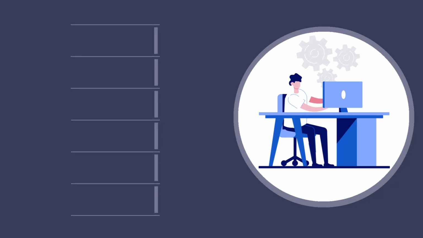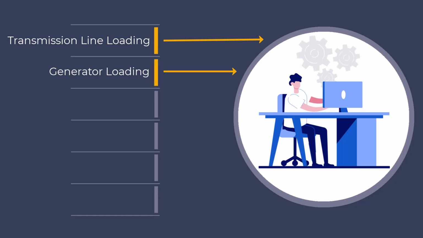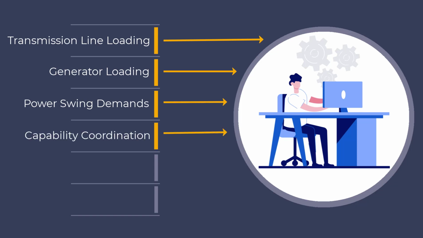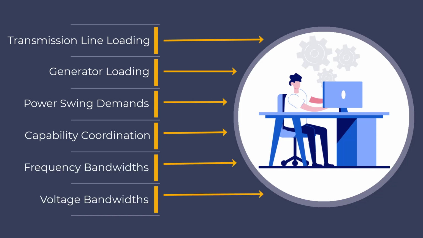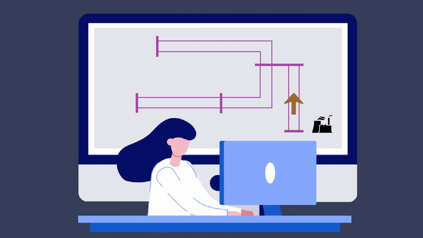These dimensions include transmission line and generator loading levels, and the load demands arising from system power swings. They also consider the coordination of generator protection and control elements with unit capabilities, and the setting of frequency and voltage elements to ensure system operation remains within required bandwidths. With the variability that exists in today's generating schedules, the performance of load-responsive protection elements must be reviewed to ensure they accommodate the loadability of transmission lines and generating systems.